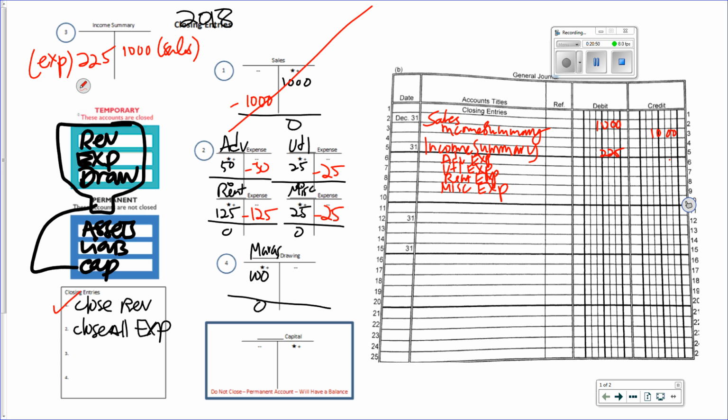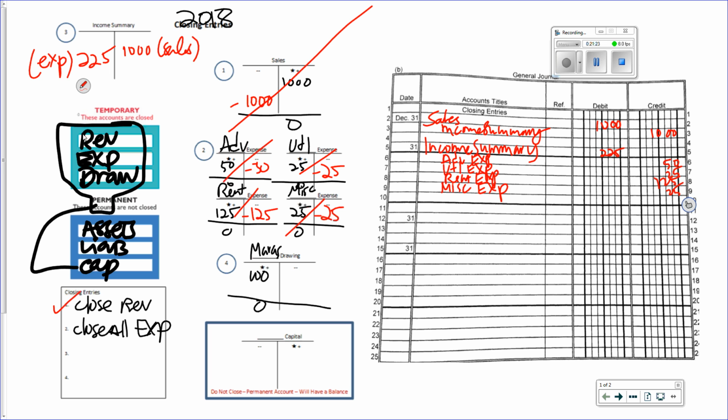So advertising expense was credited for 50. Whoa, I thought we always debited expenses. What? We're zeroing them out. We need to force them and siphon them to be zero. So we're going to do the opposite. Bam, bam, bam, bam. I got those all to be zero. They're done. We didn't throw them away. We put them in the income summary so we could funnel them closer to capital.